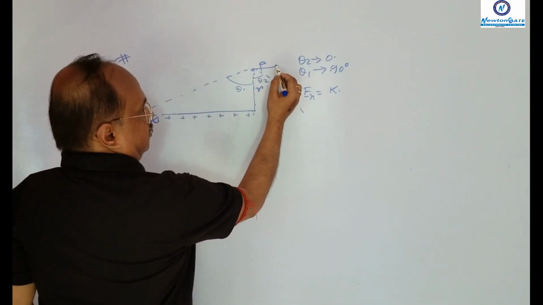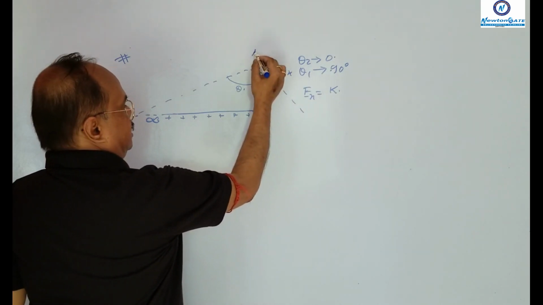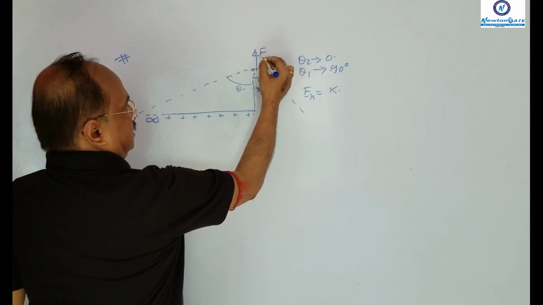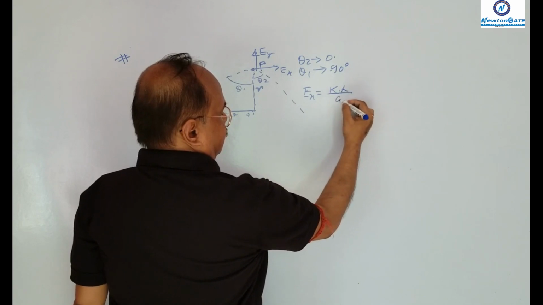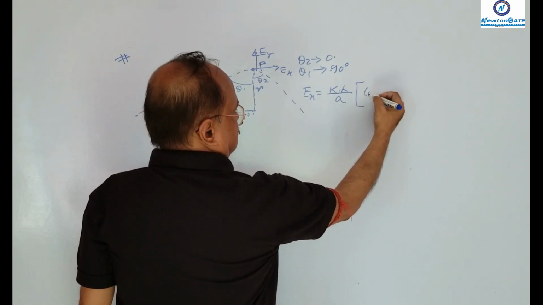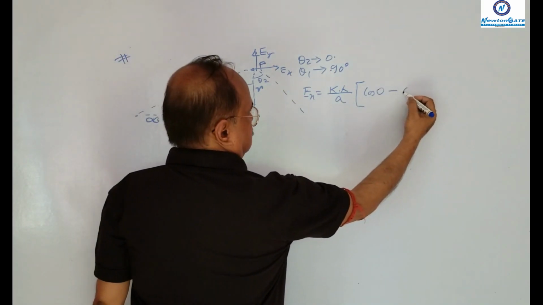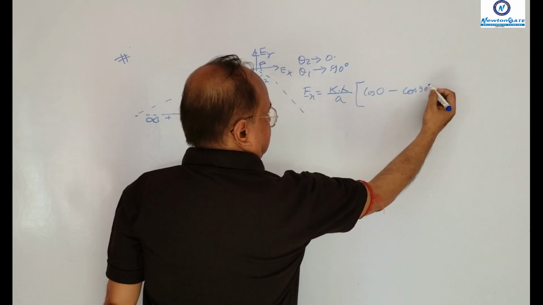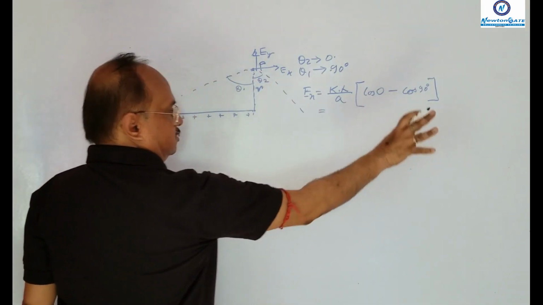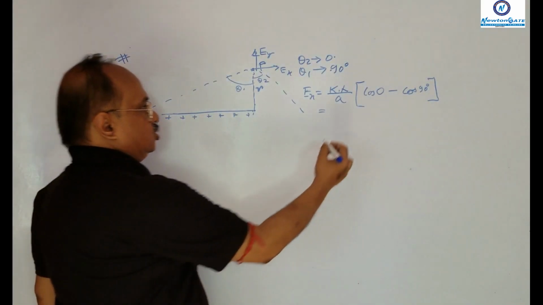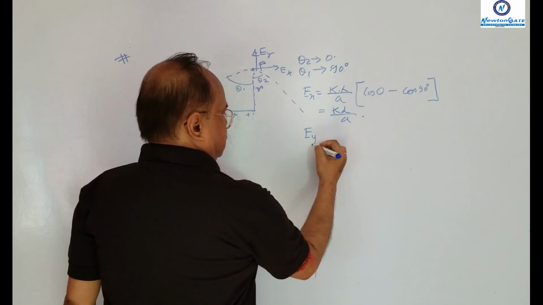Hence Ex is equal to our formula. You remember that Ex is this side, whereas Ey is this side. So it will be k lambda by a into cos, on this side it is theta 2, that means cos 0 minus cos 90 degrees, and you know cos 0 is 1, cos 90 is 0, so it will be only k lambda by a.